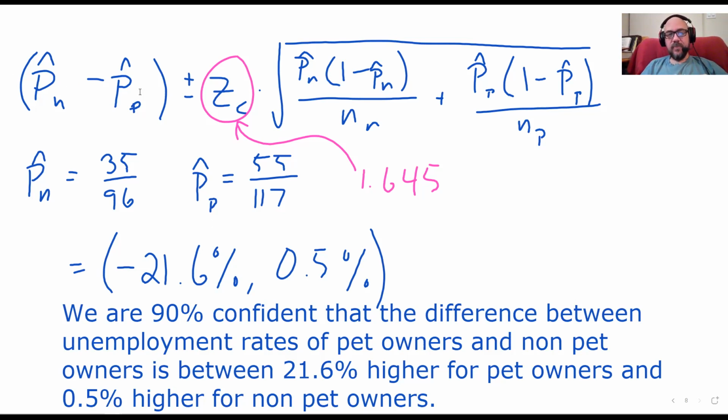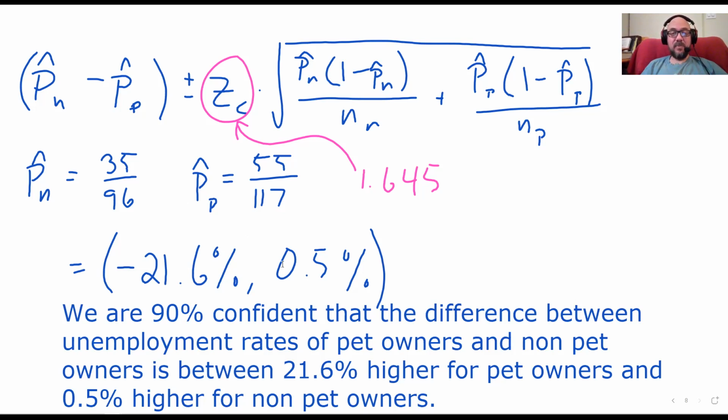This number right here is our estimate of the difference in unemployment rates between non-pet owners and pet owners. That difference, we are 90% confident that difference is between here and here. That's the idea you want to get across. So that's the idea I have attempted to get across rather awkwardly.